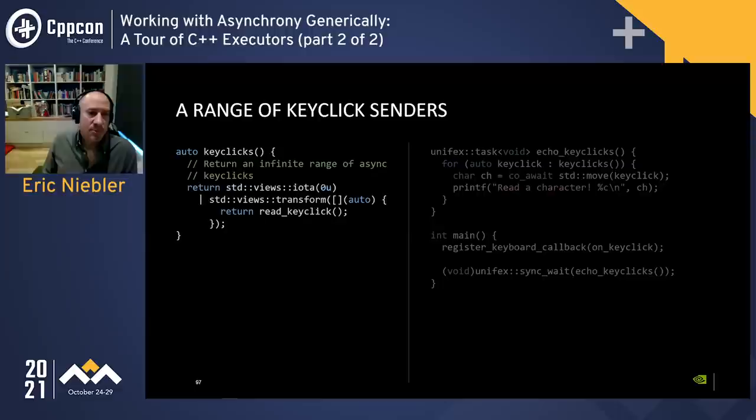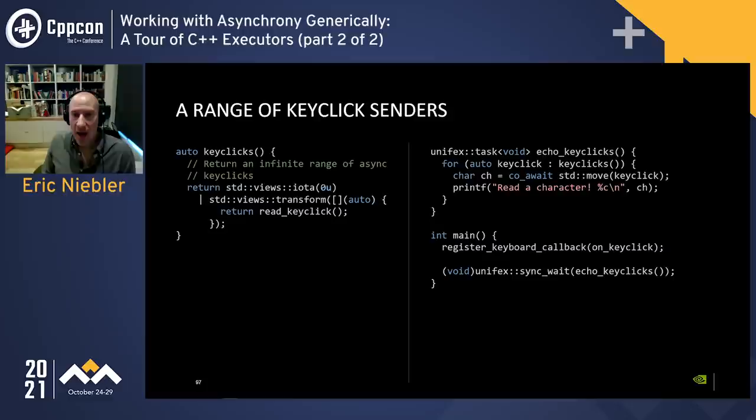And now with that function, I can write a coroutine called echo_keyClicks that does a range-based for over all of my keyClicks and co_awaits each one, getting the character from that keyClick. This is going to execute in a loop, and it's going to print out the characters. The thing to note is that this function is reactive in the sense that it only does work when new data shows up. Now, we're not used to programming in this sort of push-based model. We're used to operating more in a pull-based model. So this is a very interesting and natural way of structuring your reactive code, code that does stuff asynchronously when some condition is met.